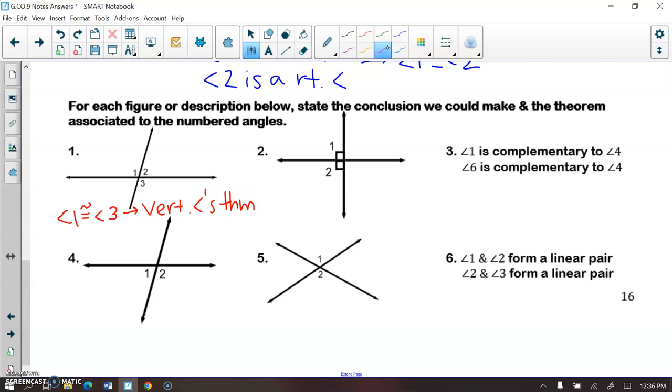I can also say that angle 1 and 2 are supplementary. And that's by the linear pair theorem. Sorry, I did not give you a whole lot of room to write. I can also say angle 2 and 3 are supplementary by the linear pair theorem.